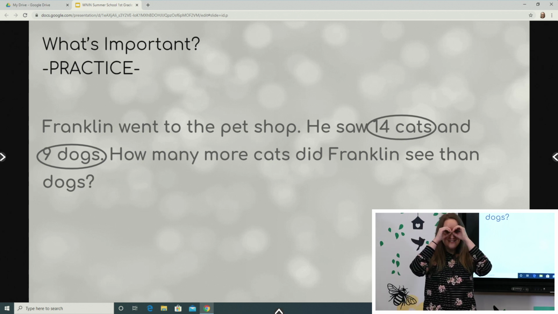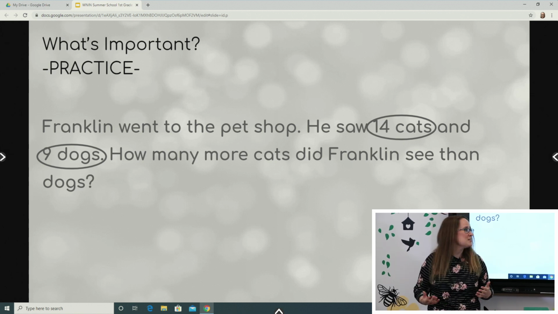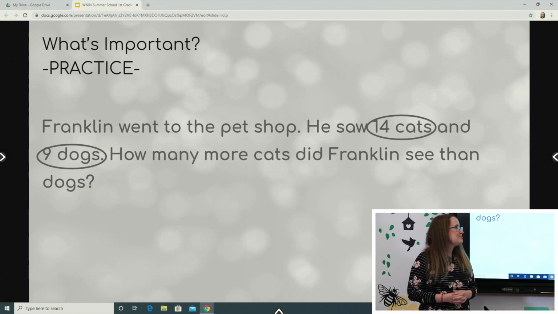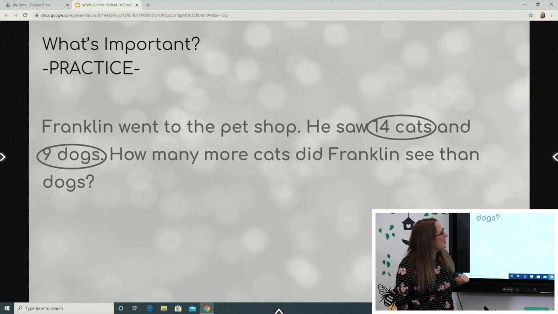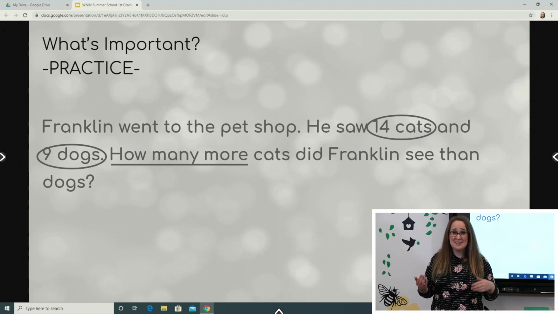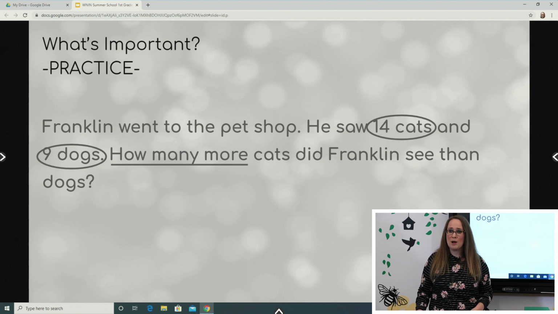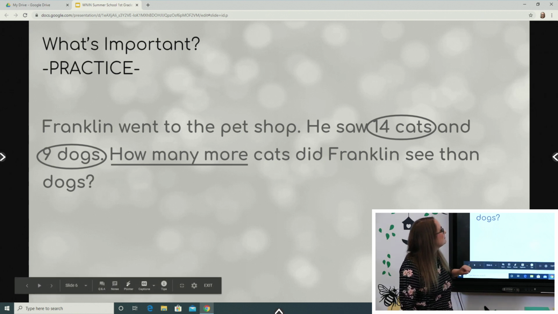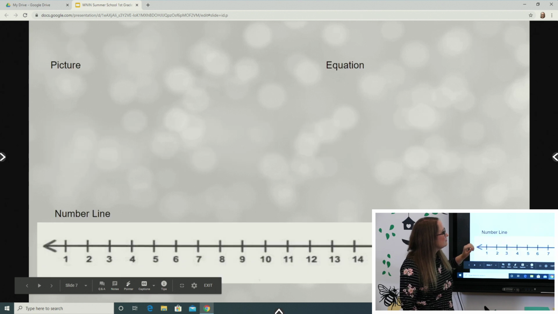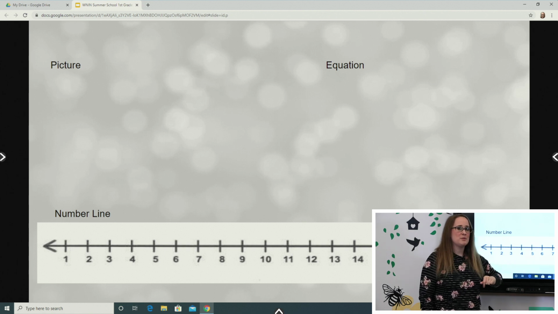Now let's be a detective and figure out if there's a clue word that lets us know if we need to add or subtract. If you need to look at the top of your packet for reference, go for it. We should underline how many more. We're comparing cats to dogs. When we compare, this means we're going to be subtracting. So now let's solve this story problem with different strategies. We're going to use a picture, write an equation, and use our number line.